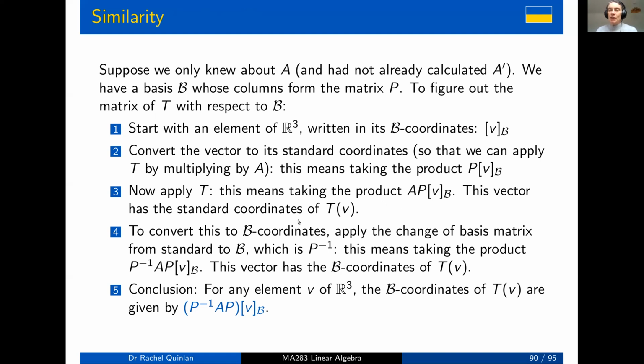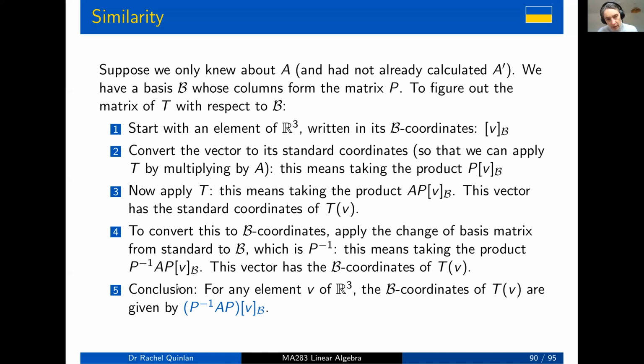We want a matrix that will return T of V written in its B coordinates, so now we should multiply this on the left by the change of basis matrix from the standard basis to the B basis. That's the inverse of the original P. So we multiply it on the left by P inverse, and what we have then is the vector whose entries are the B coordinates of T(V).